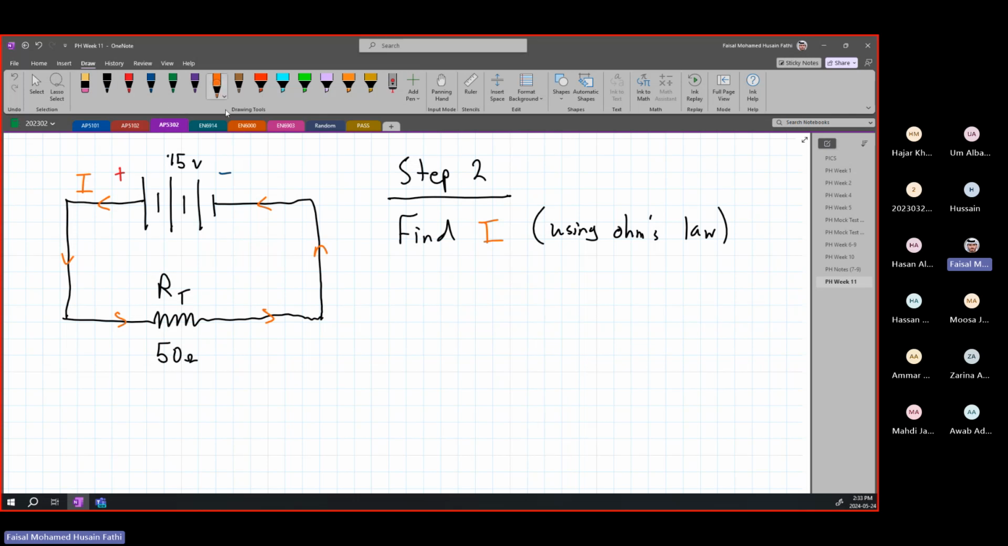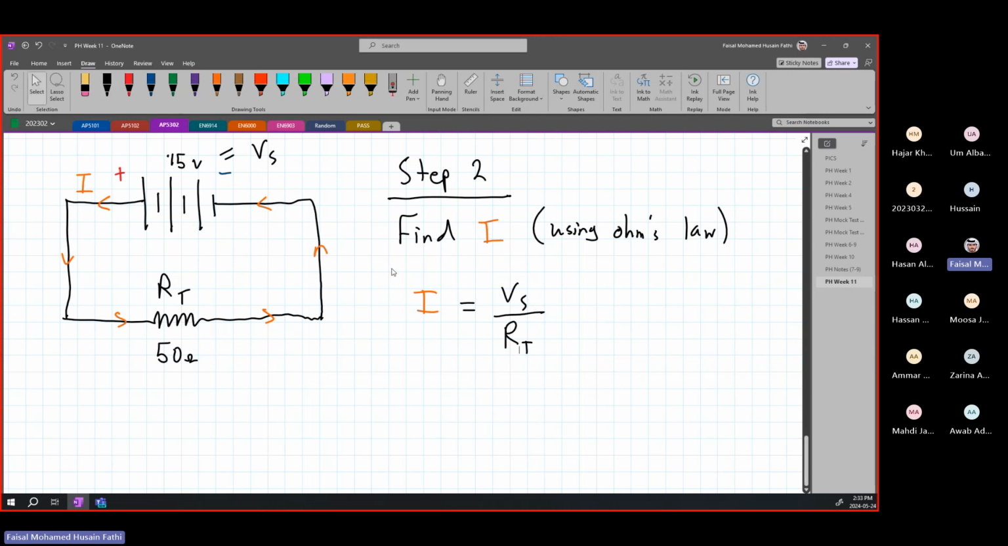So how do we do that? We know that Ohm's law says that I is equal to the voltage source Vs. In this case, I'm calling this Vs. So the voltage source Vs divided by the total resistance over here.